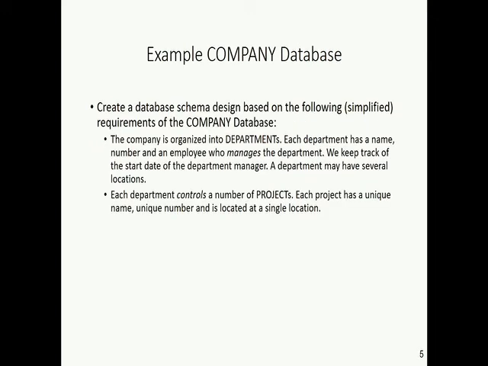Right? So, we want to create a database schema design based on the following requirements of the company database. The company is organized into departments. Each department has a name, number, and employee who manages the department. We keep track of the start date of the department manager. The department may have several locations, and each department controls a number of projects. Each project has a unique name, unique number, and is located at a single location.